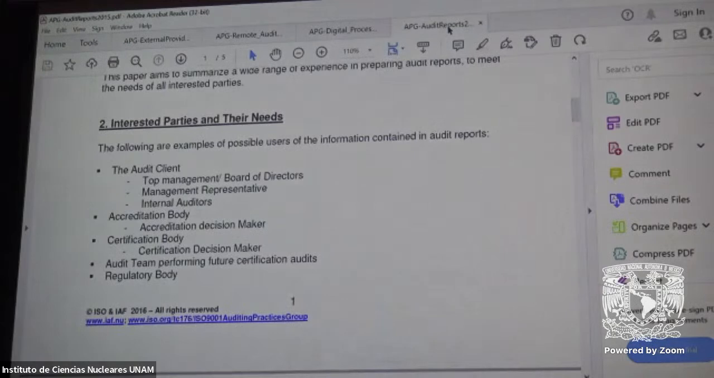The bit I like about this paper and the guidance is the first part, where it says actually there are different audiences for the audit report. And that may mean that you don't just create one report, you might need to create several different types of reports. So if you're reporting to top management, you may need to have a sort of executive summary type report on how the audit went. Whereas if you're reporting to the quality manager, he wants to know, and she wants to know, every single non-conformity or observation that you found.